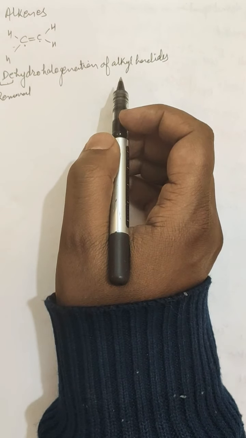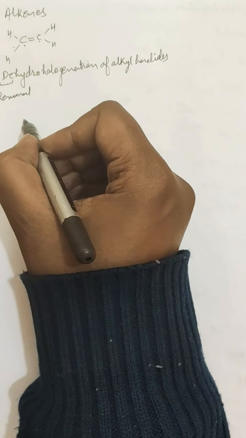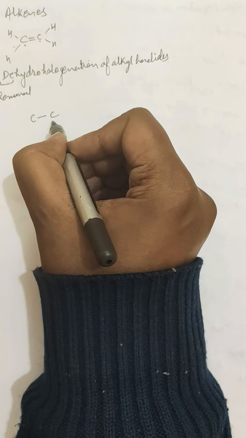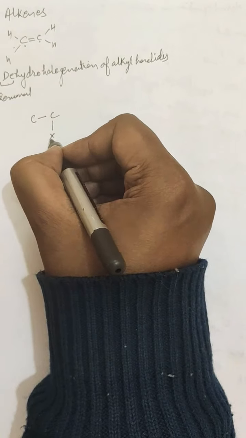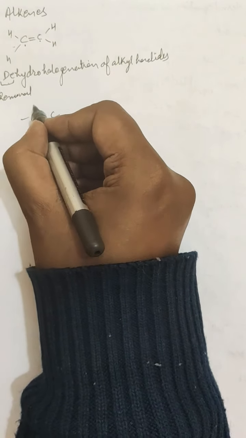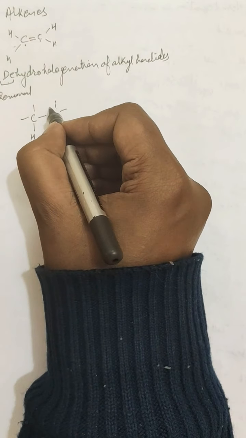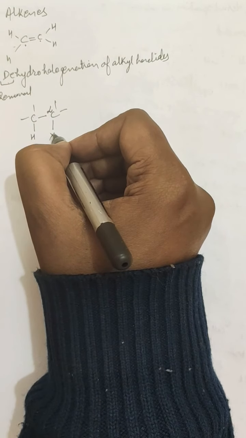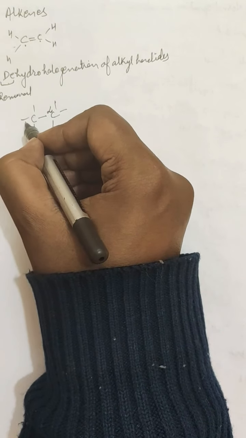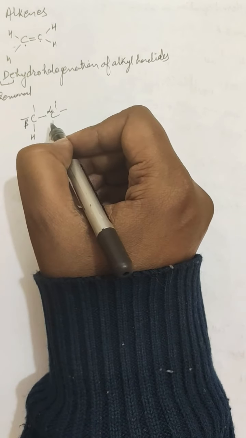So if you have been given any alkyl halide, alkyl halides are basically alkanes having a halide as the substituent present. This is the alpha carbon on which the heteroatom is present. The carbon on which the heteroatom is present is called alpha carbon, and the carbon adjacent to it is called beta carbon.